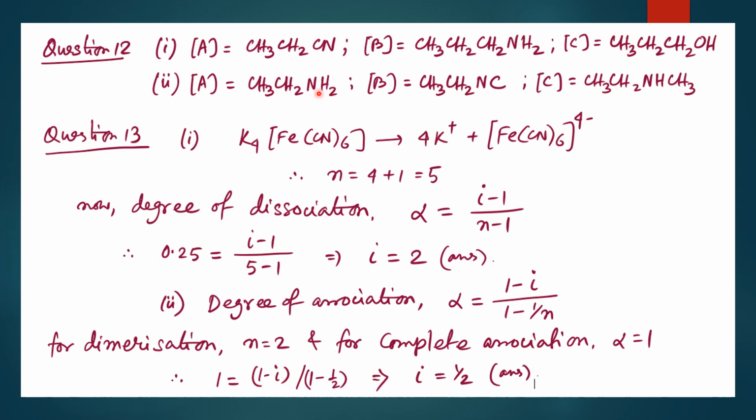And in the next case, it will be again ethylamine, carbylamine reaction giving you ethyl isocyanide, and ethyl isocyanide when reduced, you get the 2 degree amine, CH3CH2NHCH3. Now in the next question, K4[Fe(CN)6] will dissociate in this way. So 4 positive ions and 1 negative ion, so total 5 ions, so n will be 5, and then simply put the formula alpha equals (i minus 1) by (n minus 1). Given alpha is 25%, that means 25 by 100, 0.25, so you get i equals 2. And in case of association, this is the formula, and for dimerization n equals 2, and it is given complete association, so alpha equals 1, so you get i equals half.